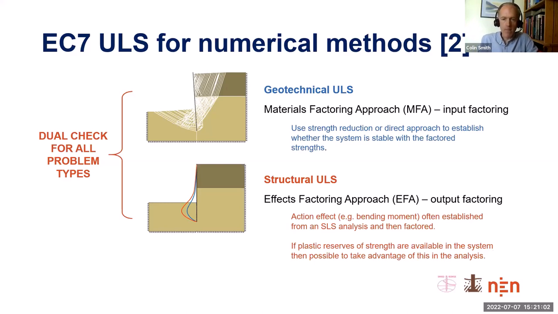So just a little bit more detail, the geotechnical ULS materials factoring approach, you're either going to use strength reduction or a direct approach factoring material properties directly to establish whether the system is stable with those factored strengths. In the structural ULS, we're taking an action effect. So in a retaining wall, we might be looking at the bending moment that's established in the wall. And we are factoring that and then comparing that with the available strength of the wall. So often that's going to be established from an SLS analysis and then factored. But if plastic reserves of strength are available in the system, then it's possible to take advantage of this in the analysis. And one way of doing that is to actually transfer the action effect factor from the actions to the resistance side, so essentially assign that to the structural resistance and then carry out your analysis. And that facilitates an analysis that can capitalize on plastic reserves of strength.